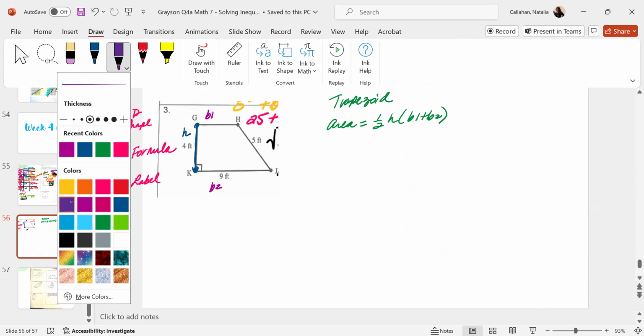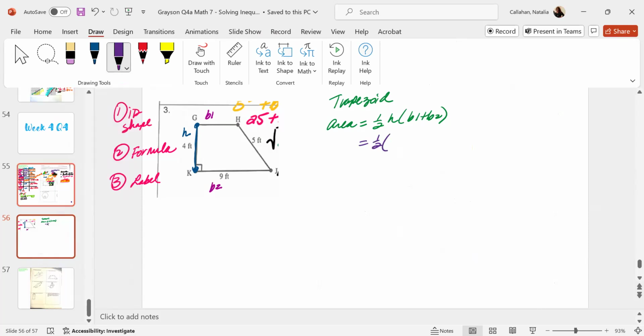Okay, now let's plug things in. 1/2 height, base 1 plus base 2. Which one am I missing? Base 1. So here, what do you think you're going to do to make this work? I have to solve it. That's great. How?